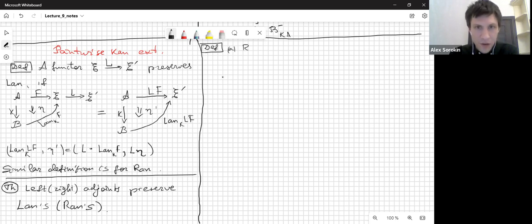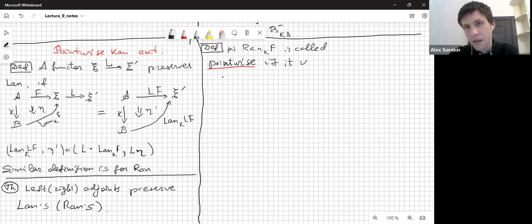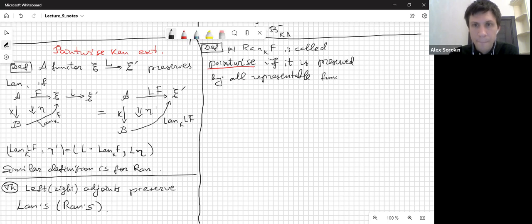Okay, definition, part A. The right Kan extension of functor F along K is called pointwise if it is preserved by all representable functors. And here the shape of the representable functor is E comma blank.